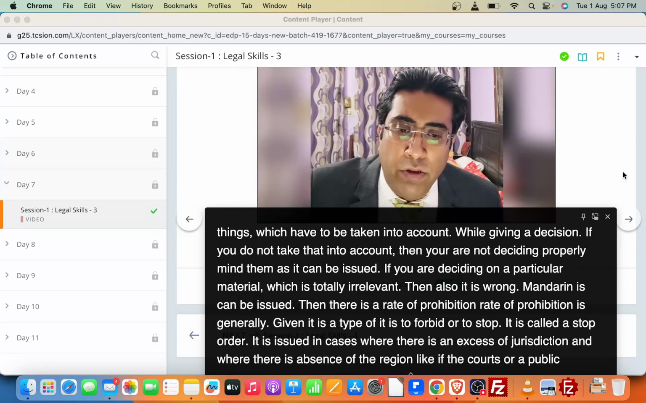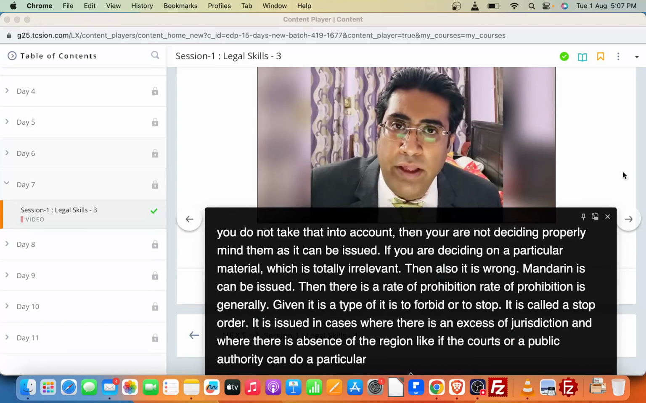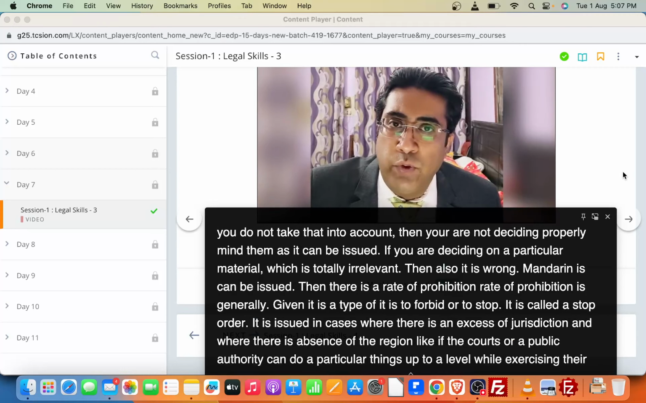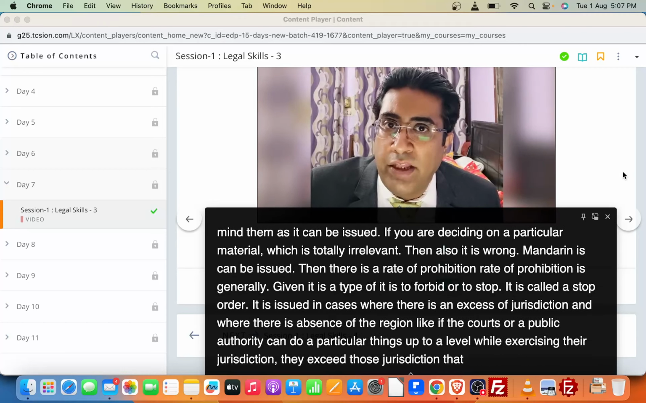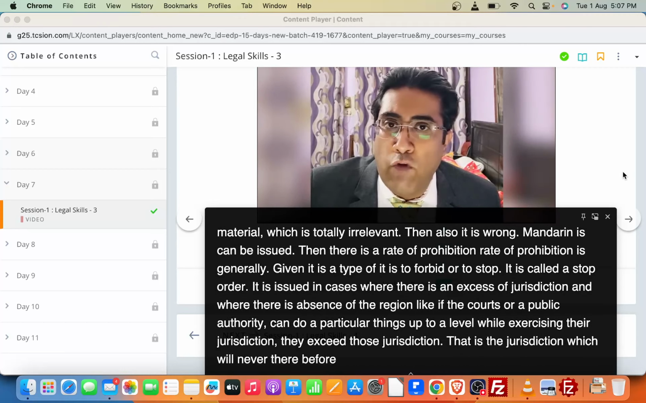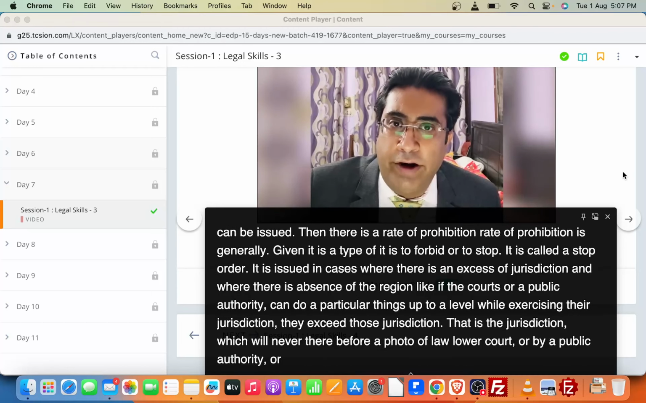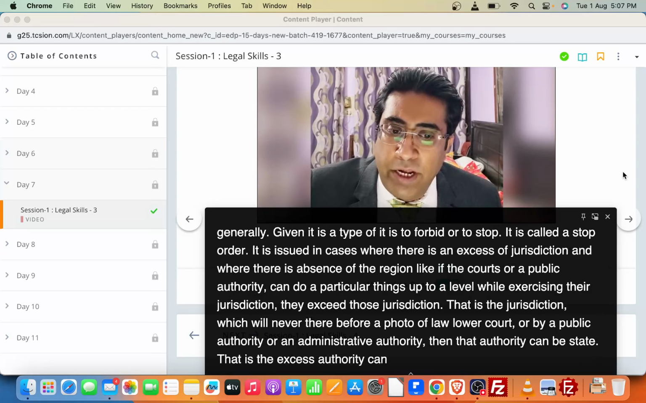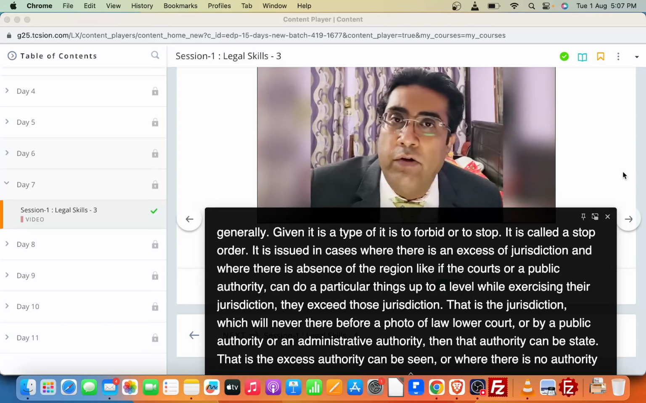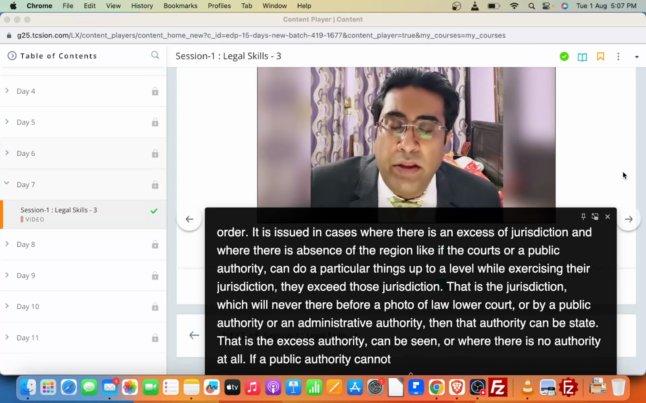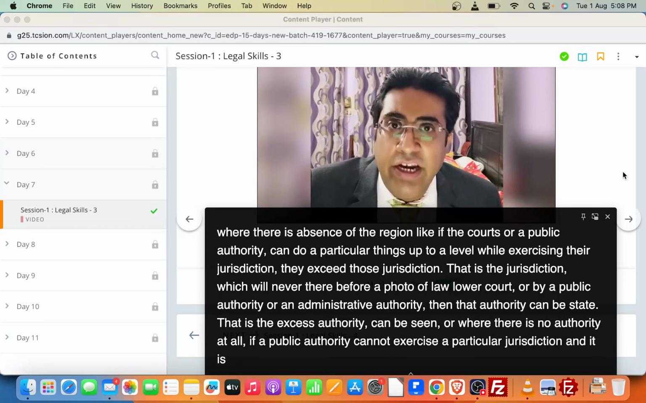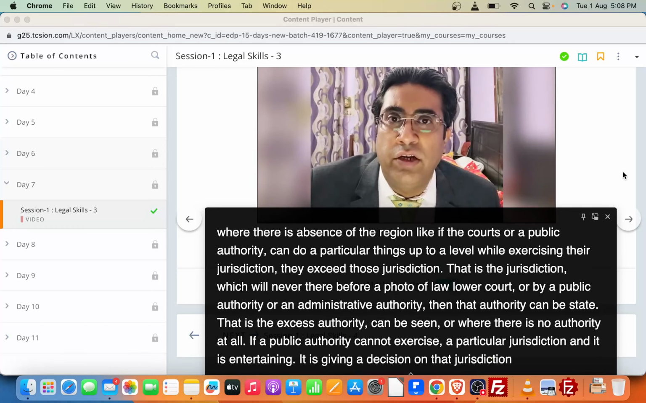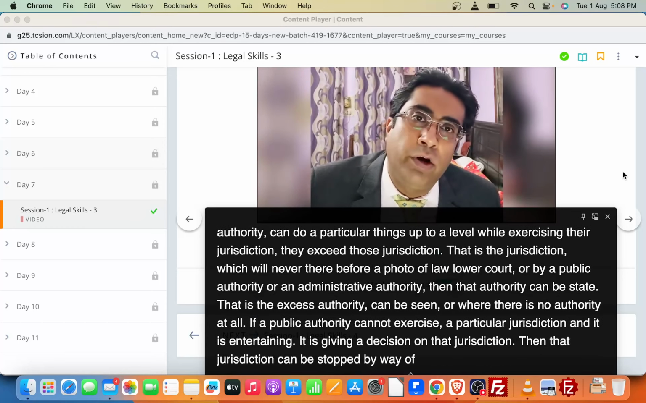Like if the courts or a public authority can do a particular thing up to a level, while exercising their jurisdiction, they exceed that jurisdiction. That is a jurisdiction which was never there before a lower court, or a public authority or an administrative authority. Then that authority can be stayed. That is, the excess authority can be stayed, or where there is no authority at all. If a public authority cannot exercise a particular jurisdiction and it is entertaining it, giving a decision on that jurisdiction, then that jurisdiction can be stopped by way of a writ of prohibition.